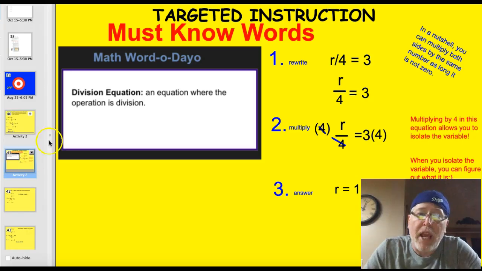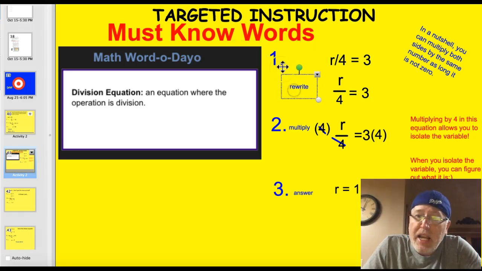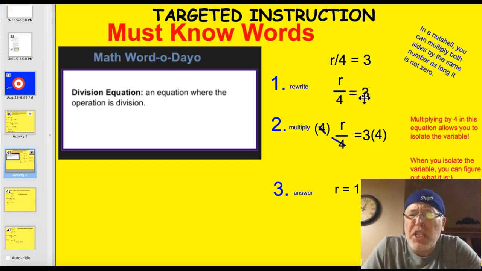Let's take a look at our vocabulary today. A division equation is simply an equation where division is the operation. Here's another one. R divided by 4 equals 3. Here's step 1. We're going to rewrite this guy. We're going to write it as a fraction, R over 4 equals 3. It's just so much easier to see and work with.